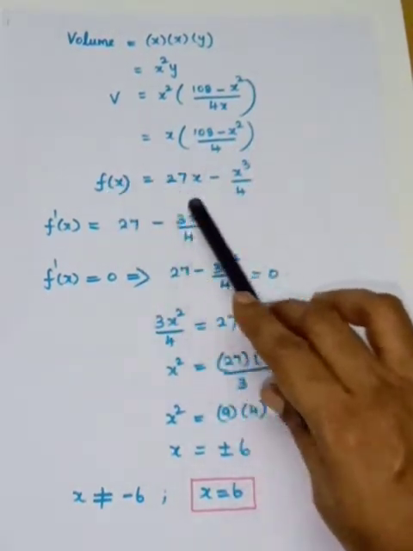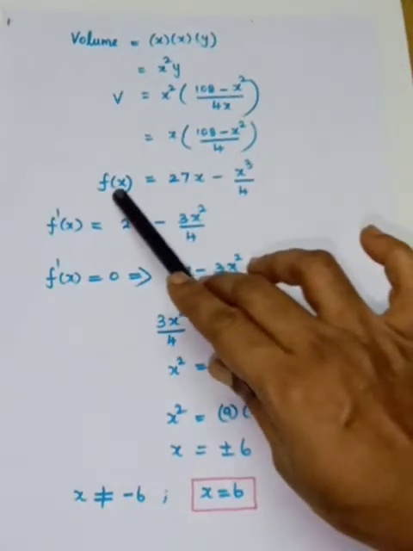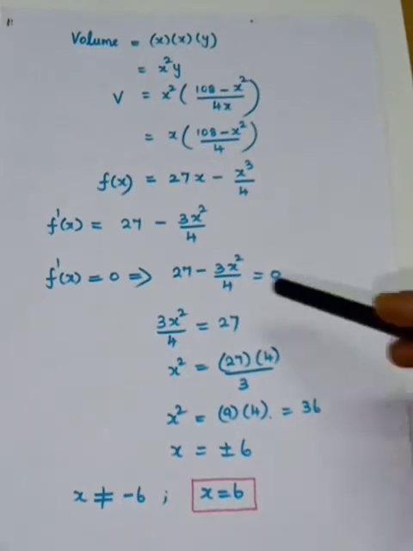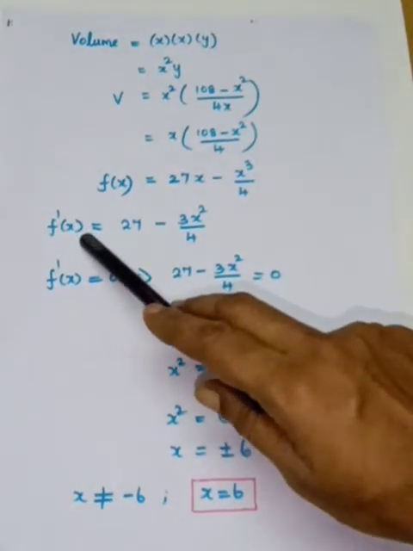Why? It is fully in terms of x, so we take this as f of x. What is f of x now for this problem? It is nothing but the volume of the box. So we have to show that this volume should be maximum. For that we have to go for the first derivative, f dash of x.